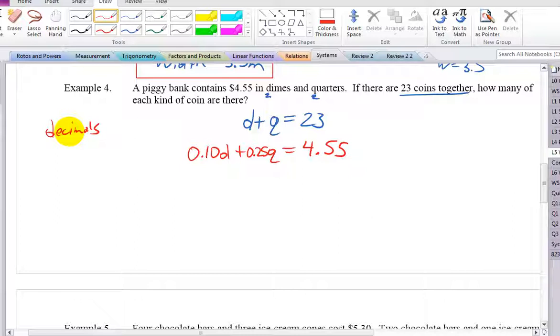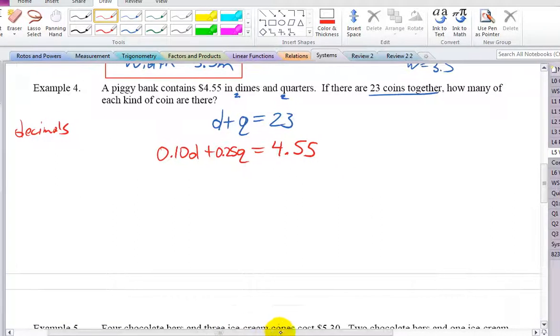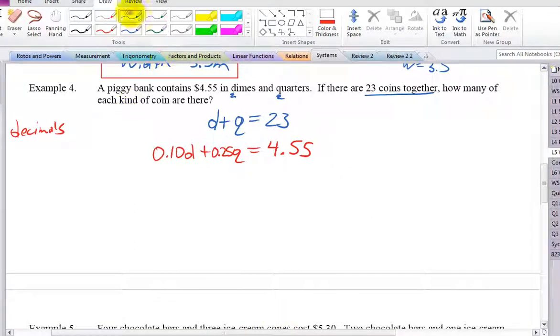Okay, gotta watch your decimals. Now, because it's easy to lose decimals, what I always encourage everyone to do is times it by 100 right away. So that way you get rid of your decimals. 10D plus 25Q equals 455. So now you're working completely in cents. Some people like to start there. Sure, I'll be generous. I wouldn't recommend it. It's always good to start with your decimals, in my opinion.